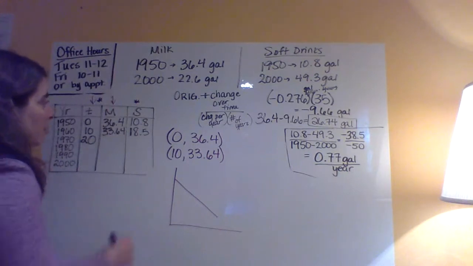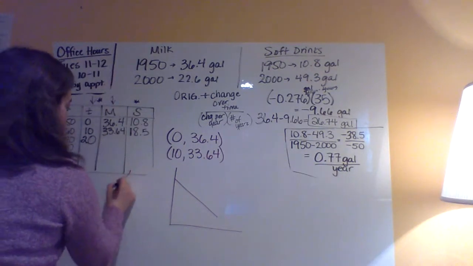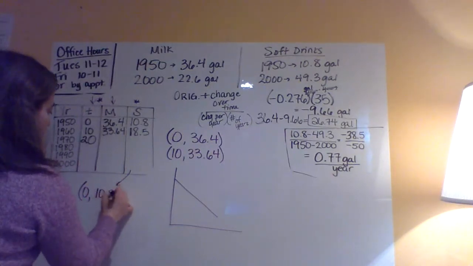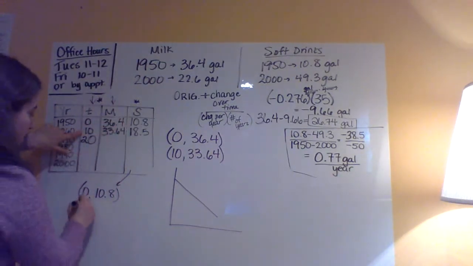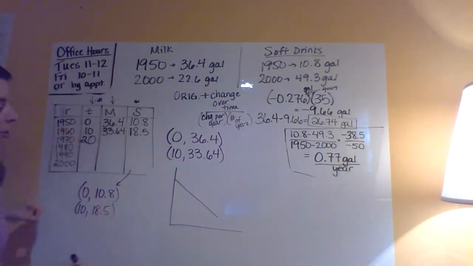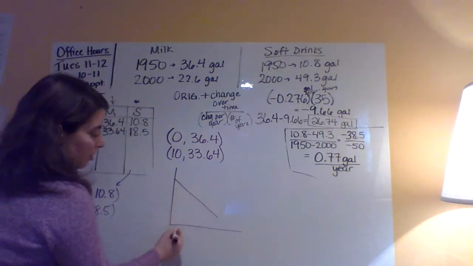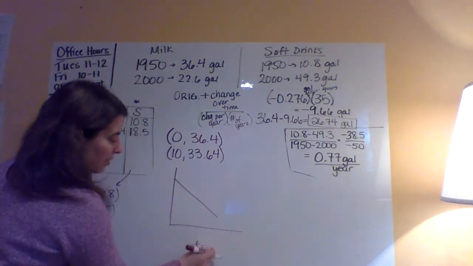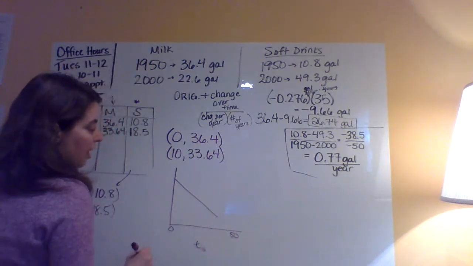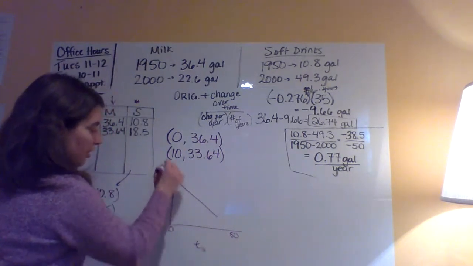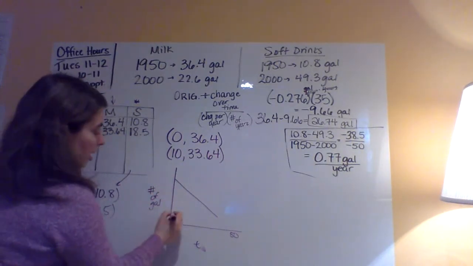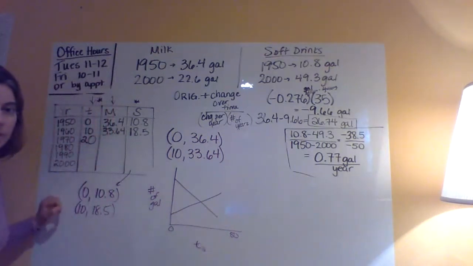Then we're going to do the same thing for the soda information. So the soda, the first point is going to be 0, 10.8. The second point is going to be 10, 18.5. So the soda line is getting bigger. So this down here is going to be our T in years, so 0 up to 50 we could do. And then this is going to be the number of gallons. So the soda line is going to go like this.